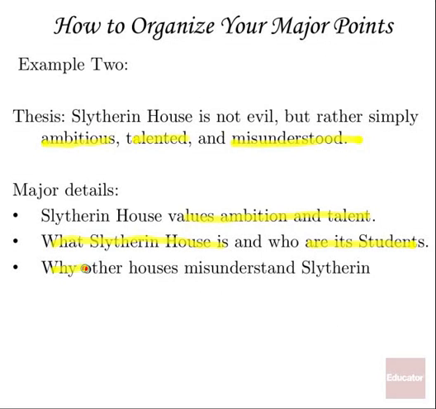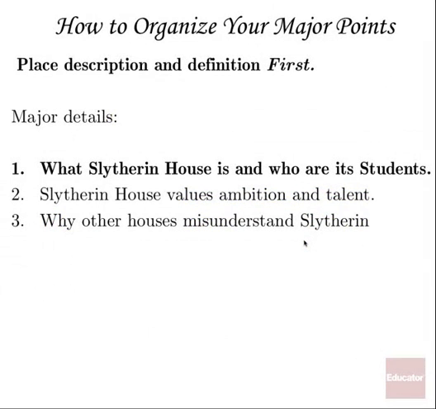What do you think should go first? Well, imagine if I said Slytherin House values ambition and talent, but you have no idea what Slytherin House is. I might as well have just said Jabberwocky values ambition and talent. So, if I really want to organize this essay well, I need to make sure that description and definition paragraphs come first. In this case, what Slytherin House is and who are its students. One major supporting detail, then these 2 and 3 are going to make a lot more sense.